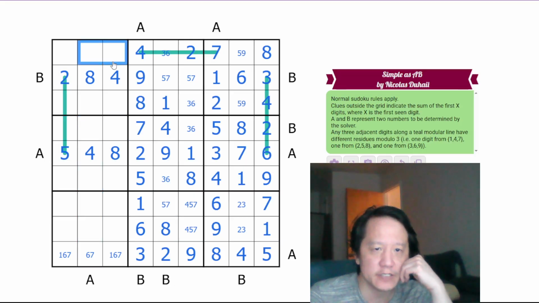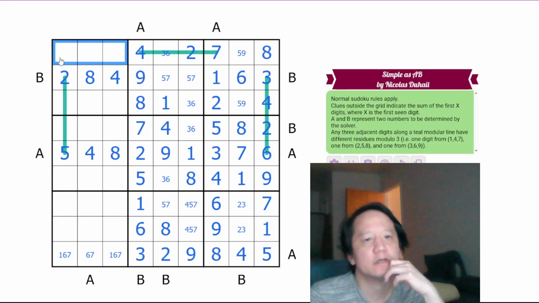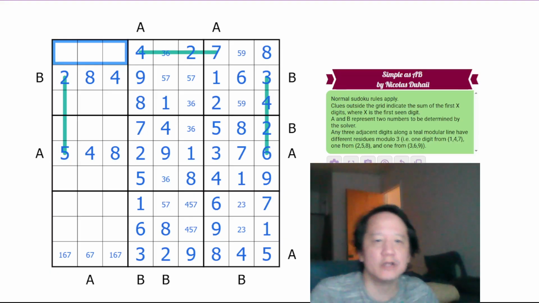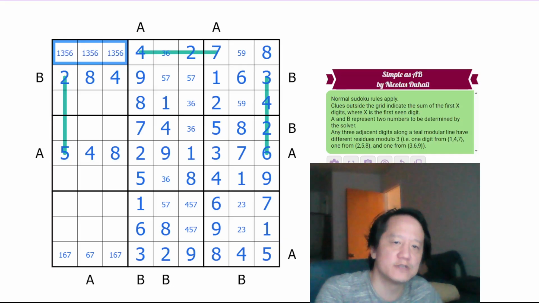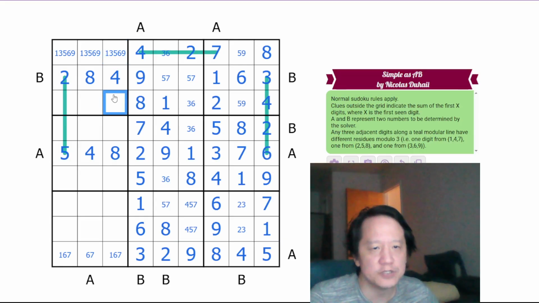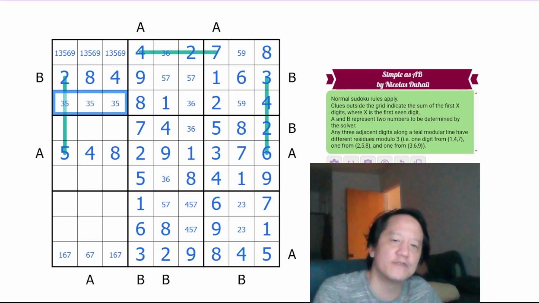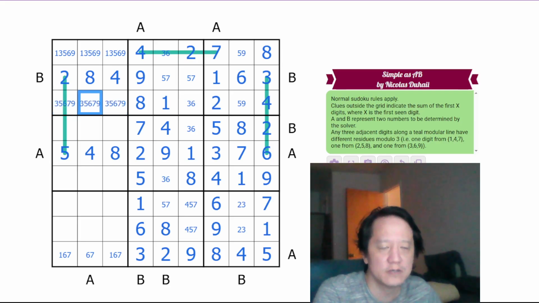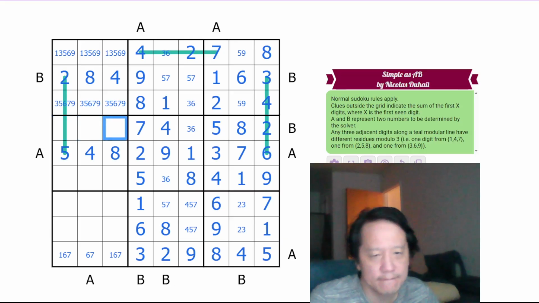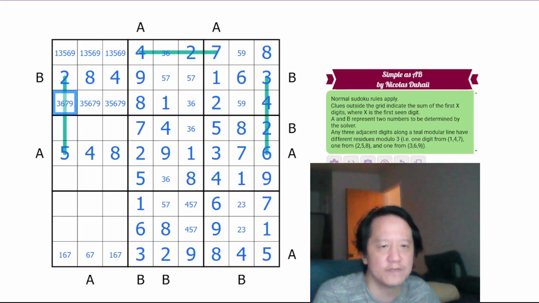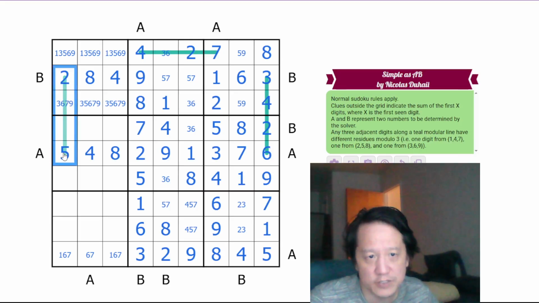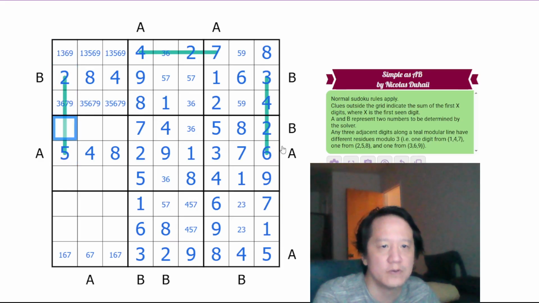Okay, remaining digits. Remaining digits of row 1, we have 1, 3, 6, 5, and 9. Okay. Remaining digits of row 3, we have 3, 5, 6, 7, 9. Okay. This can't be 5. That's 2 modulo. Wait, we have 5 in the column. Okay.